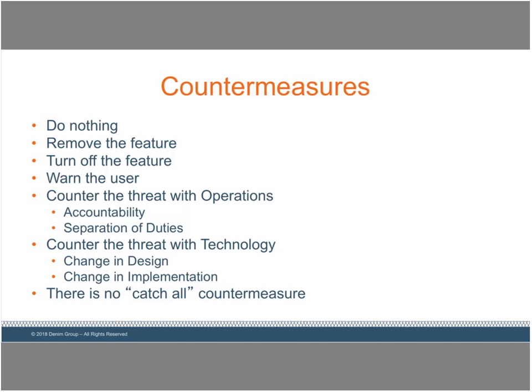And so you may say, hey, a risk of dealing with this system is simply that this might happen. But there's also some more proactive things you can do. Remove a feature, turn off a feature, warn a user, use operations to address the concern, counter the threat with technology. There's no catch-all countermeasure, but basically you can look at the system and say, for example, we have this external interactor that is trying to communicate with this process over these data flows. Well, to avoid problems with information disclosure or tampering with data across the data flows, we're going to use TLS to protect that traffic.